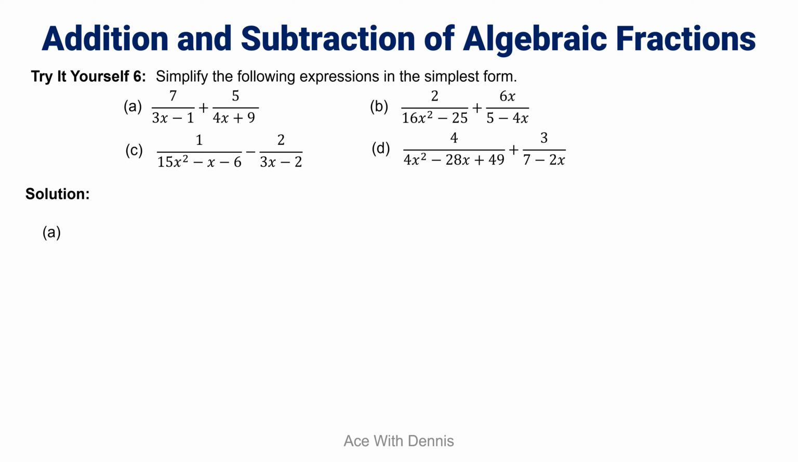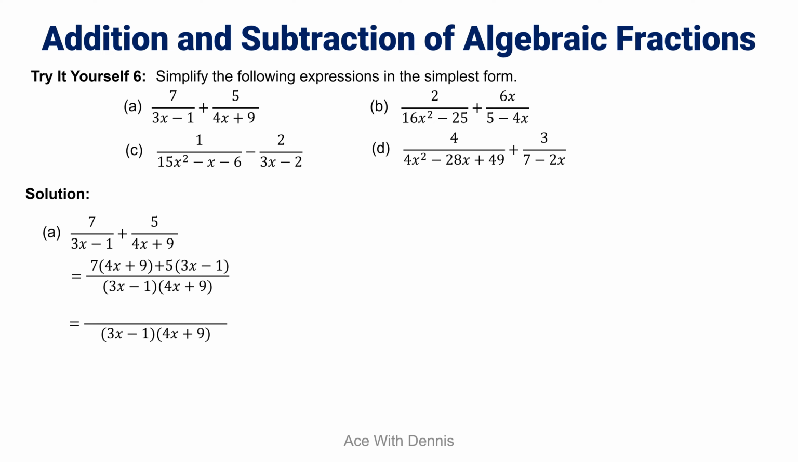Okay, so here's the solution for A. 7 over 3x minus 1 plus 5 over 4x plus 9. So the denominators have to multiply together so that we'll get the common denominator. And for the 7, it has to multiply with 4x plus 9. Then plus 5, it has to multiply with 3x minus 1.